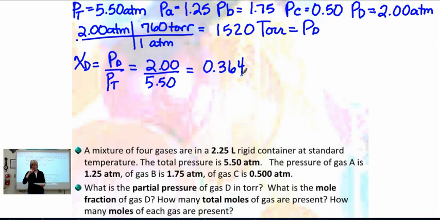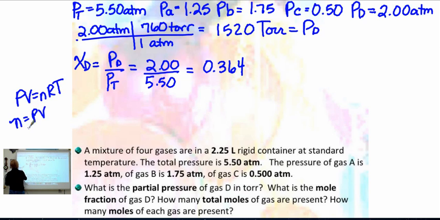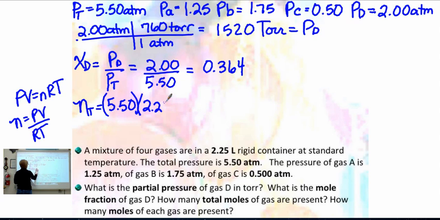So it wanted to know the total moles. So I'm going to use the total pressure and the temperature and the volume to figure out the moles. We know that PV equals nRT, so n will be PV over RT. So the moles total is going to be the pressure total, which is 5.50 atm. The total volume was 2.25. R is 0.08206.